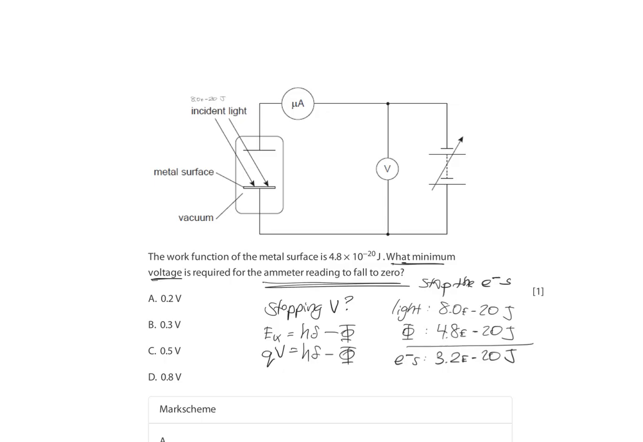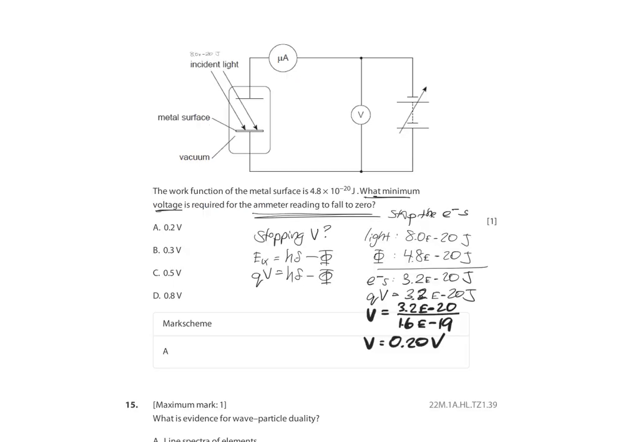Now I want to stop those electrons. So in order to stop them, I have to have an electrical energy, a QV across the plates there to kill that energy. So I need a QV that is equal to that 3.2 times 10 to the negative 20 joules. And so when you do 3.2 times 10 to the negative 20 divided by 1.6 times 10 to the negative 19, we get 0.2 volts. That is A.